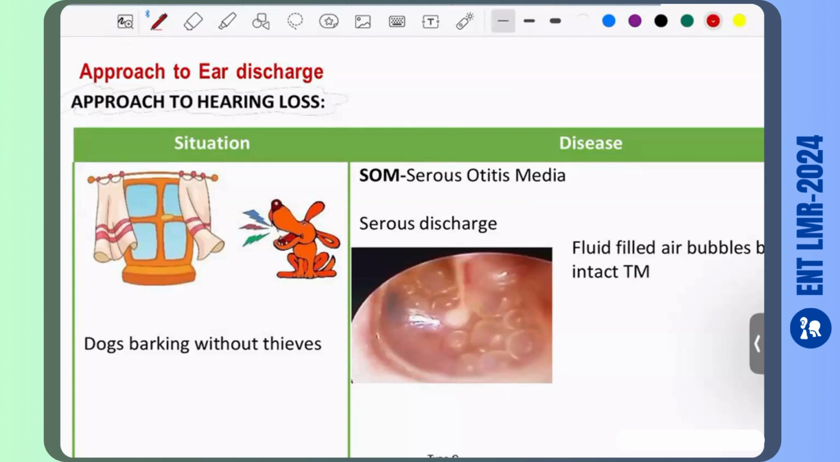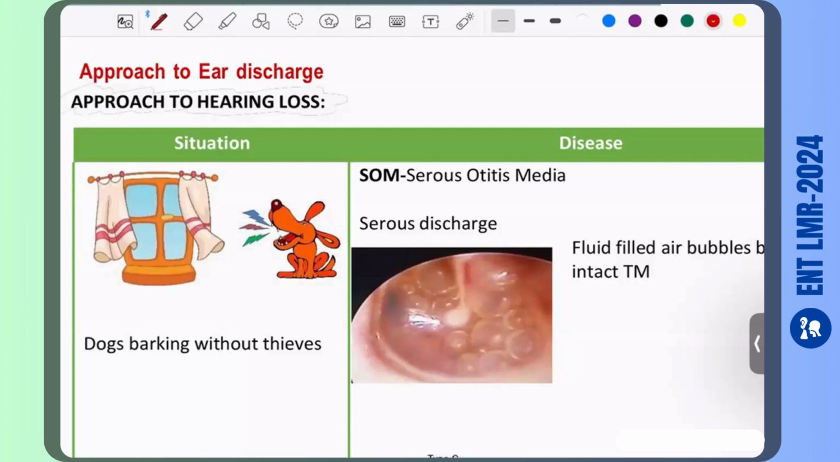Let me tell again. In the house full of wealth, the thieves plan a robbery. When they enter through the underground manhole or sewage pit, there will be a fight between the dogs and the thieves. If the dogs win, the thieves run away. It is acute otitis media. If the dogs are killed and the thieves enter into the house, it is called chronic otitis media.